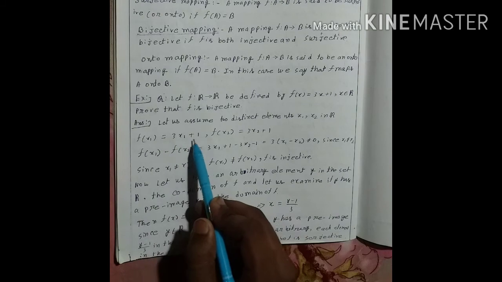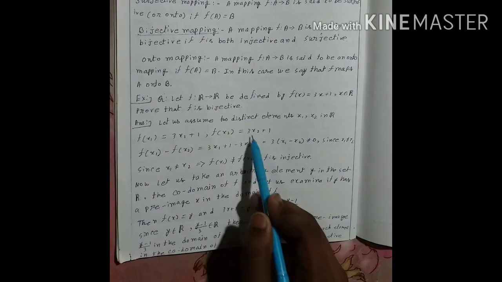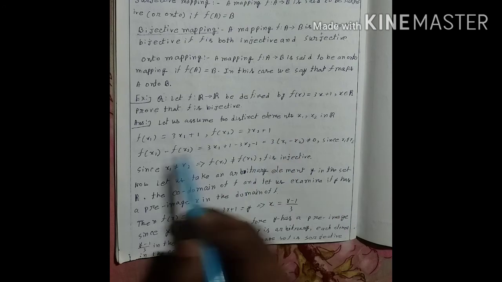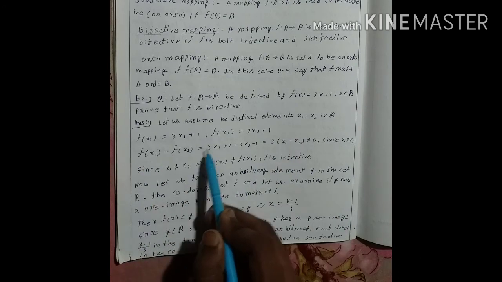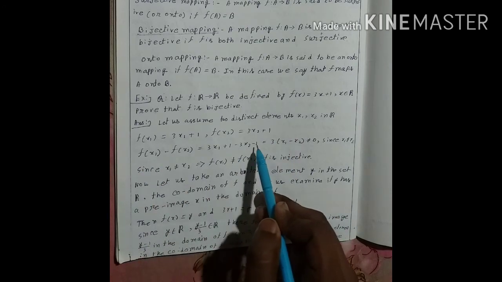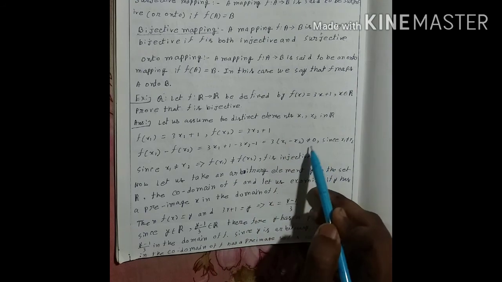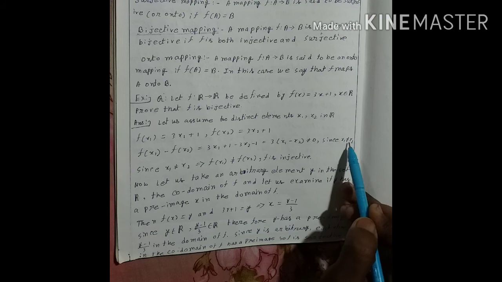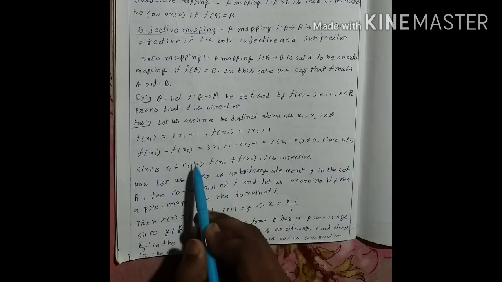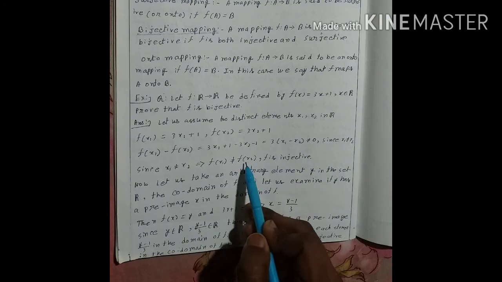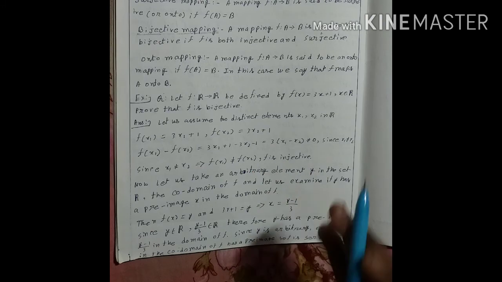f(x1) is equal to 3x1 + 1 and f(x2) is equal to 3x2 + 1. Then f(x1) minus f(x2) is equal to 3x1 + 1 minus 3x2 minus 1, which is equal to 3 times (x1 minus x2), which is not equal to 0. Since x1 is not equal to x2 implies f(x1) is not equal to f(x2), so f is injective.